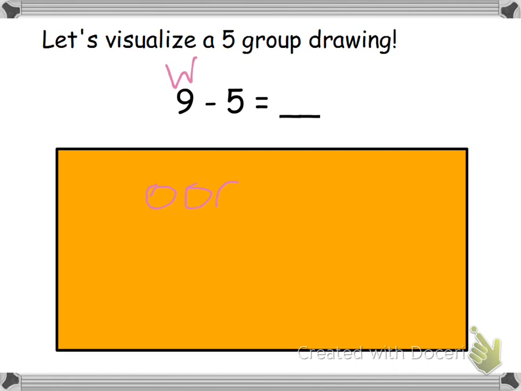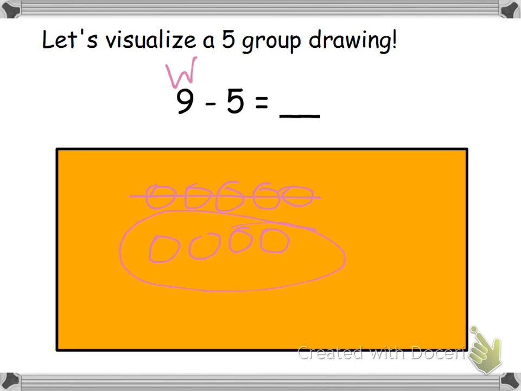So 1, 2, 3, 4, 5, 6, 7, 8, 9. Now it says 9 minus 5. So we're going to take away 5. Well, since we do 5-group drawings, we know that one full row is 5. So we know that this is 5 because that's one full row. Then we're going to circle the rest.